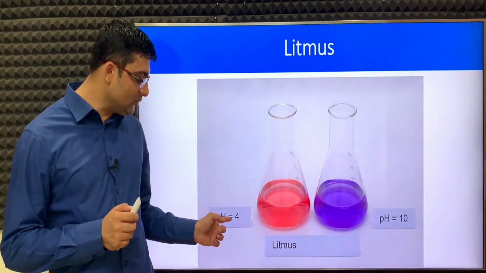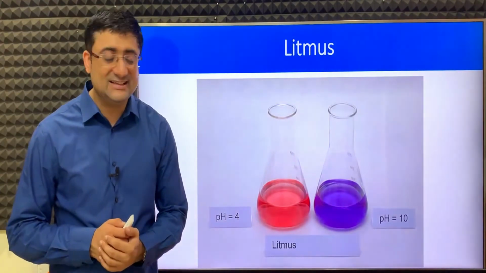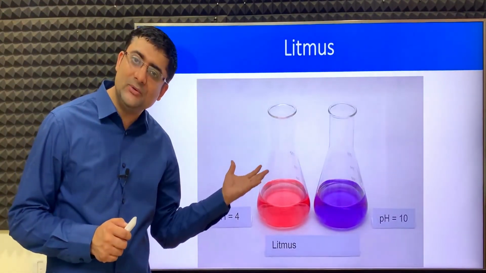Now you're probably wondering, sir, what is this pH 4 and pH 10? We learn the concept of pH later in this chapter. Is this clear? So I hope what litmus is and how it works is clear.